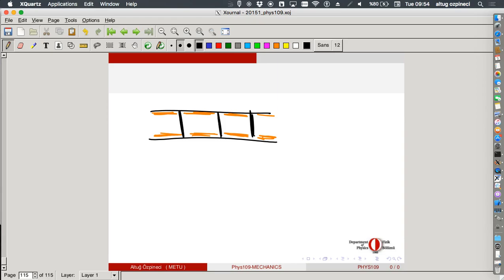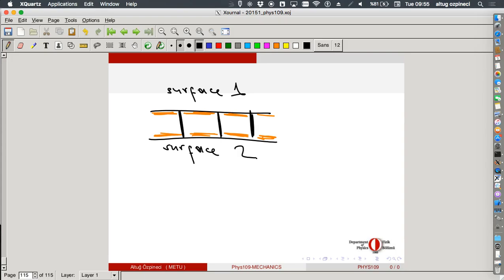Now, if you want to move the surfaces, you have to break these chemical bonds, and in order to break these chemical bonds, you have to exert some force. So that's another source of the friction force. And in this model, if the surfaces are moving, this is surface 1, this is surface 2.